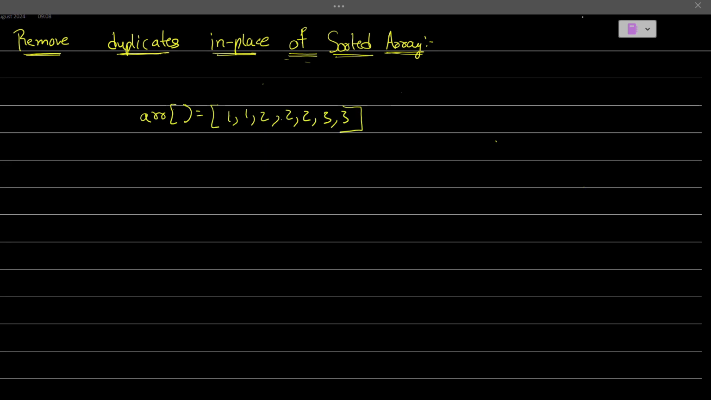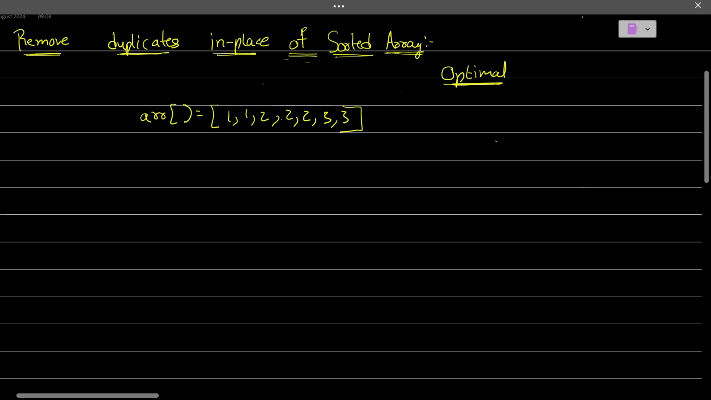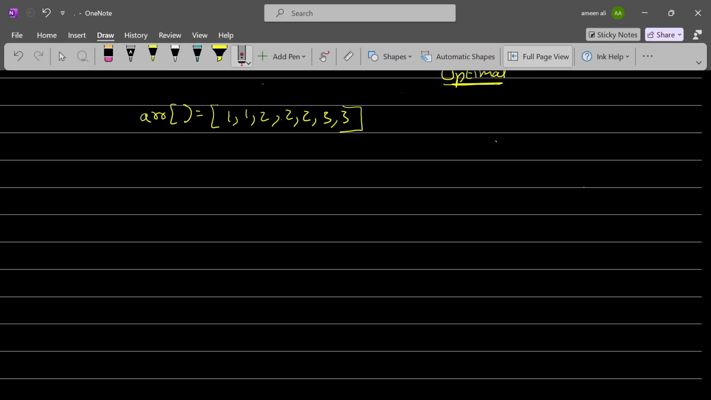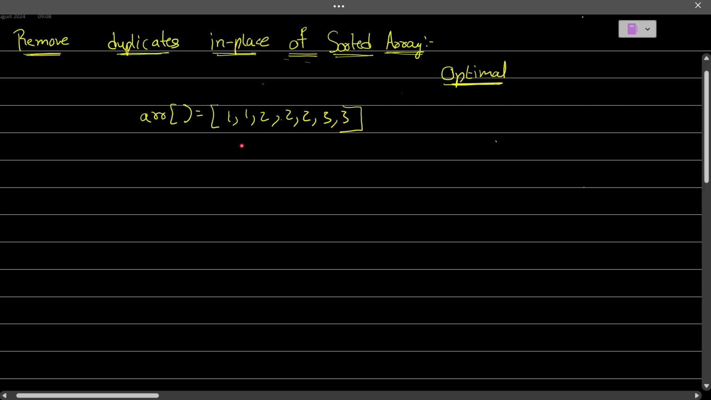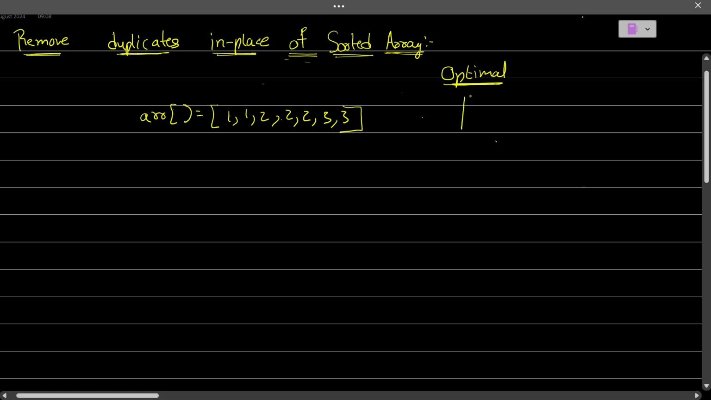So okay, now we are going to see the optimal solution for this: how to remove the duplicates from a sorted array. Optimal solution. So let us try to understand the thought process first. This will be the I pointer. We are going to solve this using the two pointer approach.